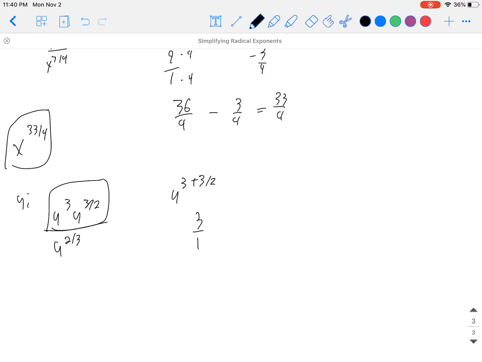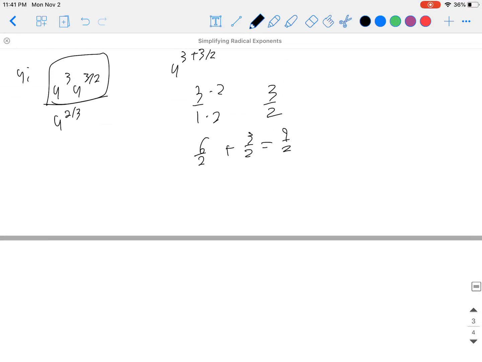We need a like denominator. So we have 3 over 1 and 3 over 2. If we multiply the top and bottom of 3 over 1 by 2, we get 6 over 2. And then we can add 3 over 2 to give us 9 over 2. That means that this can be written as y to the 9 over 2 divided by y to the 2/3.